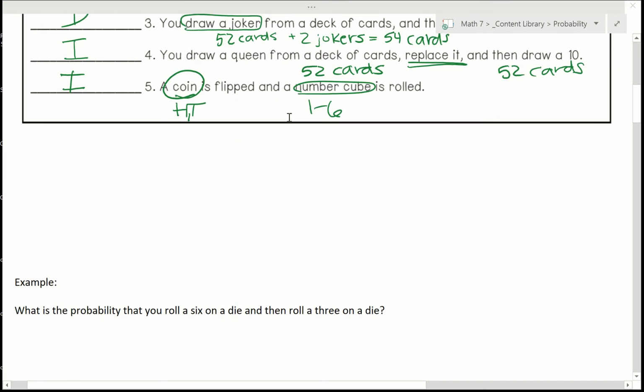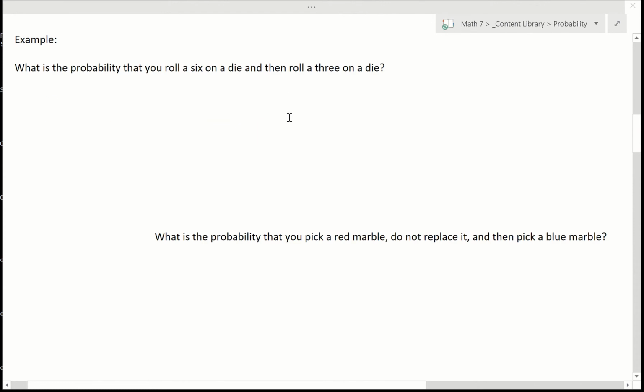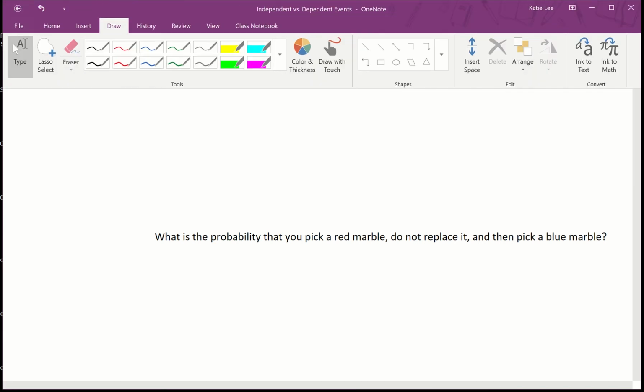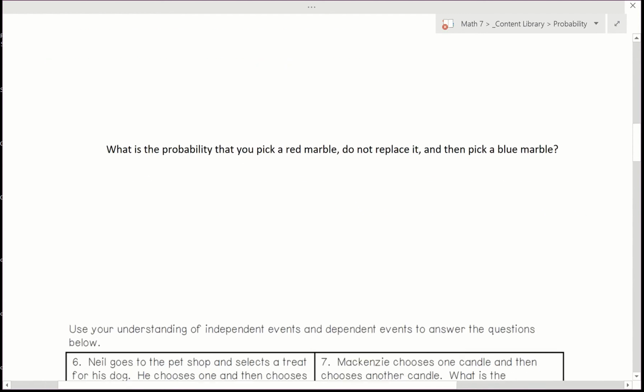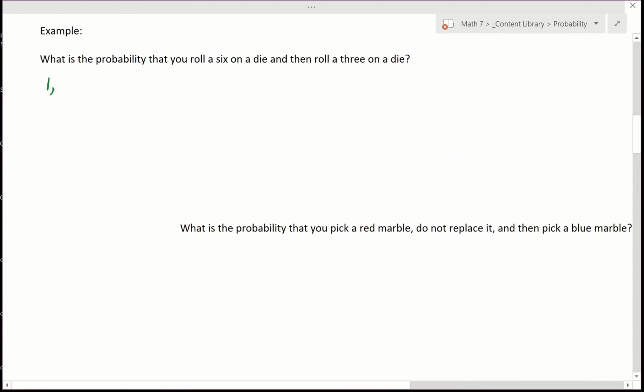Okay, so let's move on to some examples. What is the probability that you roll a 6 on a die and then roll a 3 on a die? Well, rolling a 6 on a die, remember our sample space is 1, 2, 3, 4, 5, and 6. So the probability of a 6 and the probability of a 3. And then what does "and" mean again?